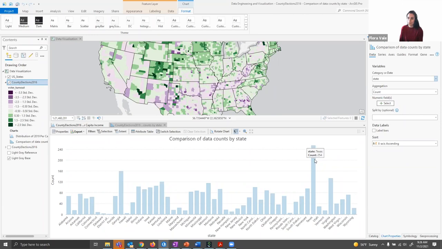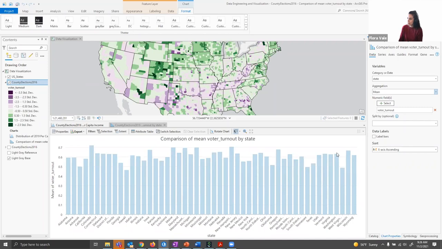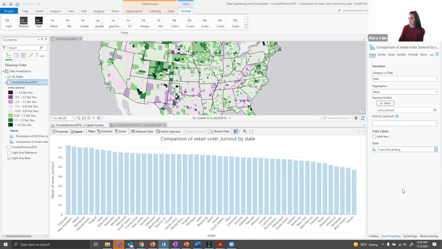So I'm going to add a numeric field, and it's going to be voter turnout again. And instead of sum, I'm going to look at the mean. So the average voter turnout by state. And so now we can kind of compare these states to each other. And again, sorting this makes it easier to decipher. So we can see Colorado has the highest average voter turnout, while Hawaii has the lowest.